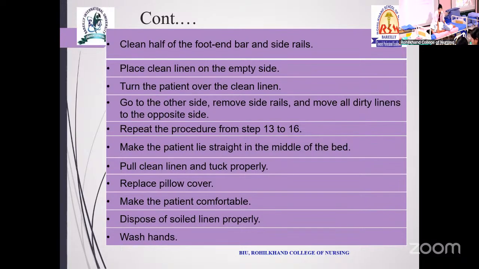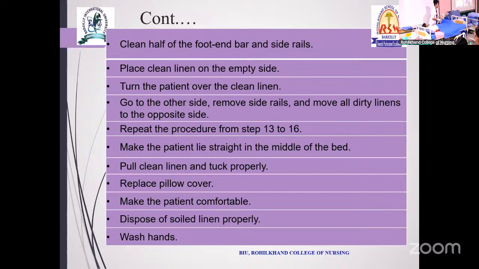Pull clean linen and tuck properly. Make the patient lie straight in the middle of the bed. And place the pillow with pillow cover under the patient's head. Provide a clean surface for the patient's head and reduce the risk of infection. Make the patient comfortable. Ensure proper positioning, warmth and overall satisfaction.